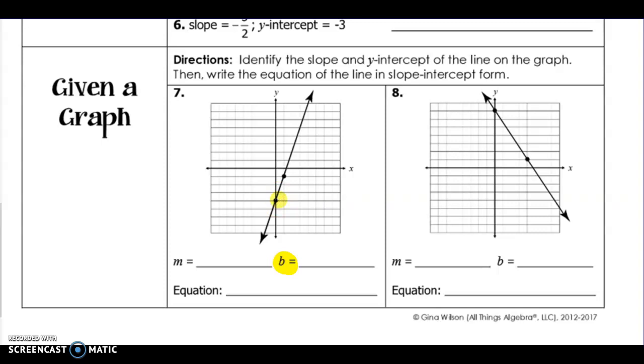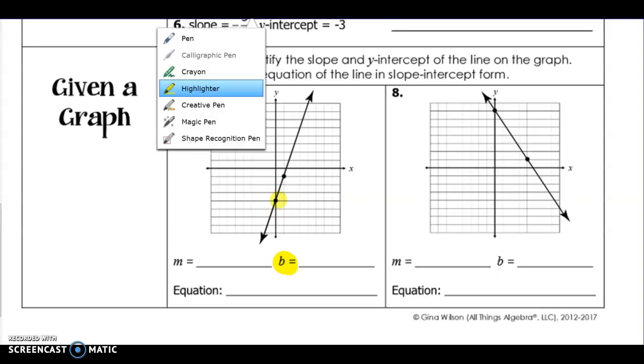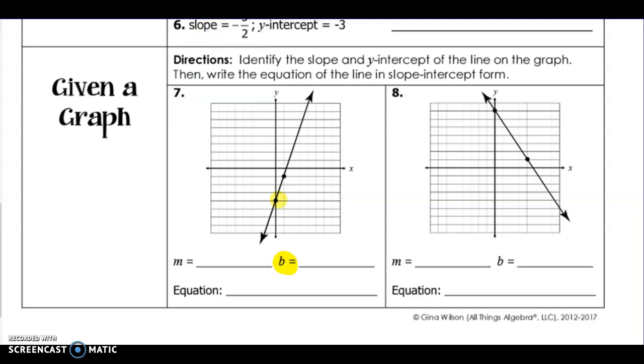So remember, in this case, I'm going to count down. Again, I'll do this in purple. So I went down 1, 2, 3, 4. So I went down to -4. Oh, that doesn't look right. Here we go. -4, so that's going to be your b. Okay, so in my equation, I would have y equals m, so I'm going to leave a blank there, x plus my b. In this case, my b is -4.